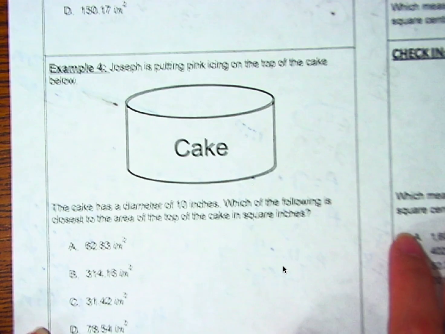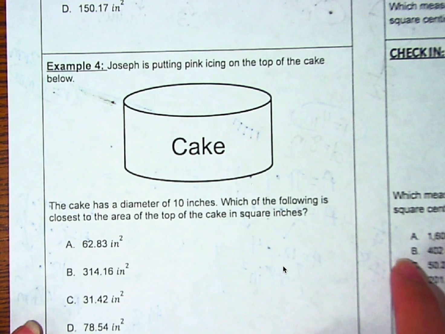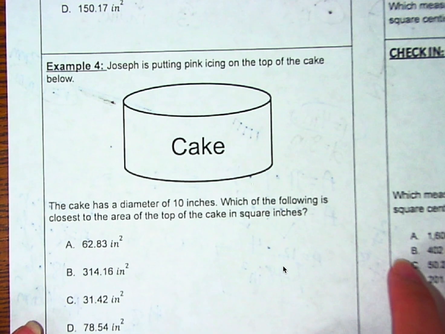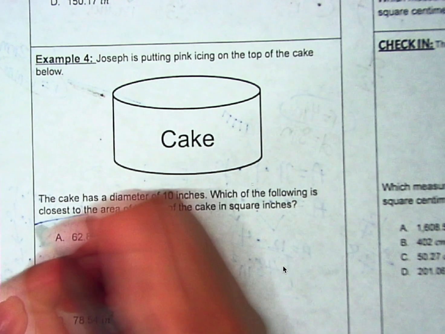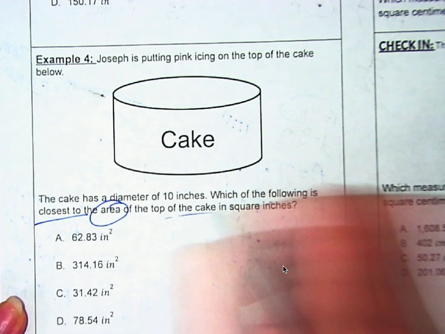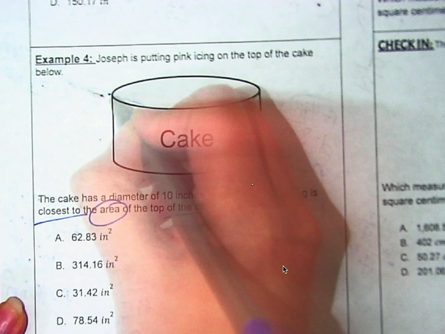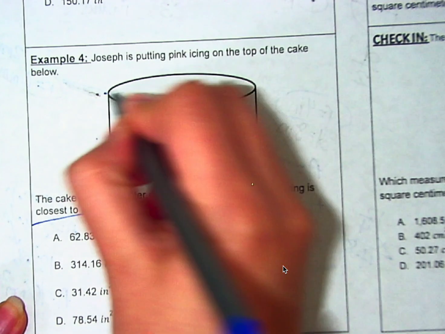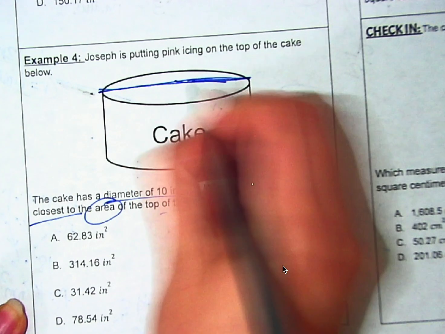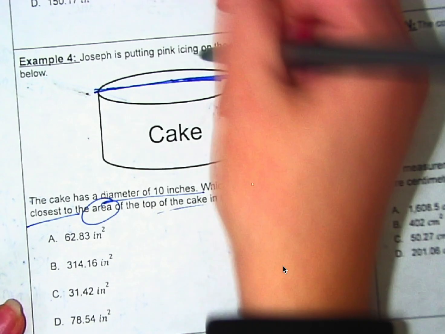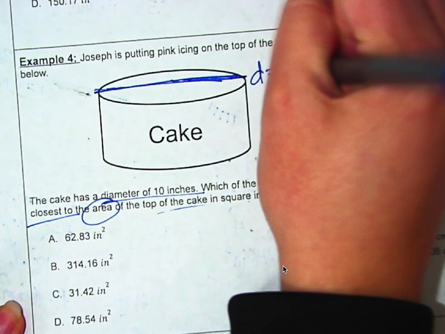So number 4, Joseph is putting pink icing on top of the cake. The cake has a diameter of 10 inches. Which of the following is closest to the area of the top of the cake? The top of the cake is right here. If they gave me a diameter of 10, I'm going all the way across. Okay, so that D is equal to 10.